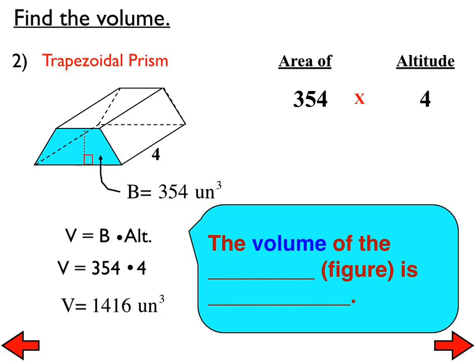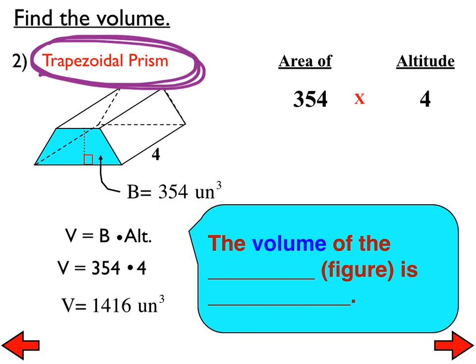All right, here's what I want you to do. In 3 and 4, I want you to find the volume of both, but not only that, I want you to do your best to name the shape before you even start. Number 1 was a hexagonal prism. Number 2 was a trapezoidal prism. So name number 3, then find the volume. Name number 4, then find the volume.